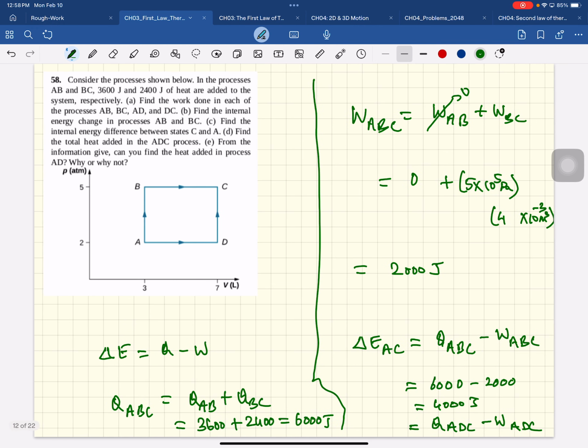You guys understand? Are we finding the area only with respect to the volume? No, when we found the area, the work done is this area. That area is a rectangle, so it's the height times width. The height was 5 atmospheres, the width was 4 liters. If you were to find the work done between A and D, you would be this area, which is 2 atmospheres times 4 liters.